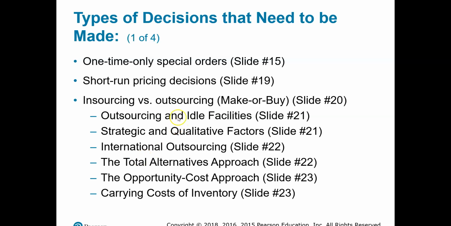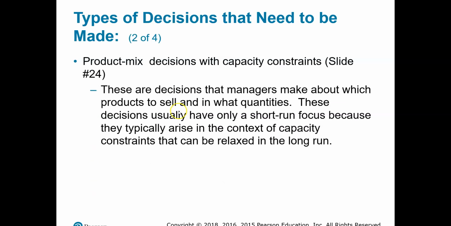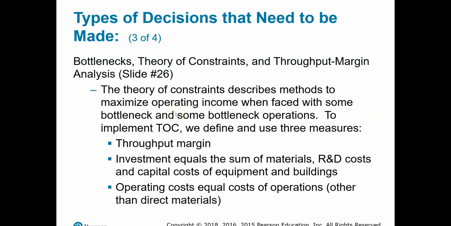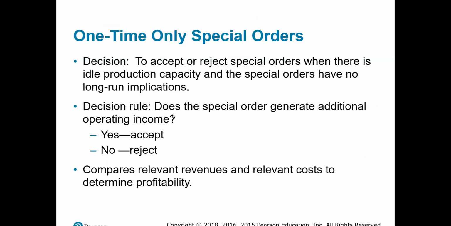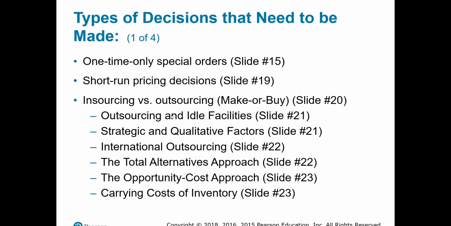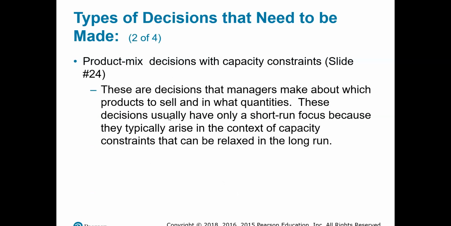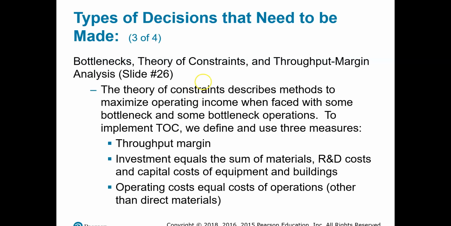One-time special orders, short-run pricing decisions, whether we should insource versus outsource, product mix decisions, bottlenecks, theory of constraints, and throughput margin analysis, customer profitability and relevant costs, whether to add or discontinue a branch or segment, and then finally equipment replacement costs. We are going to cover one-time special orders in this session, short-run pricing decisions, the insourcing versus outsourcing situation, and then finally product mix decisions with capacity constraints. Bottlenecks, theory of constraints, and throughput margin we'll actually look at in the next video.